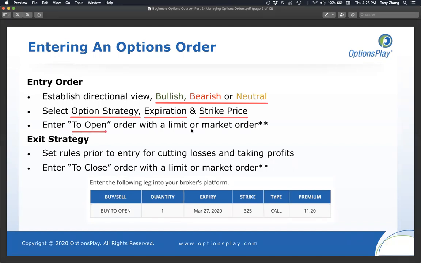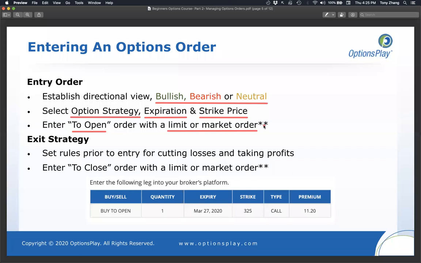And lastly, once you have all of these things in place, you want to place a buy to open order, and you can use either a limit or a market order. Now, I have an asterisk up here for market order, double asterisk, because as a trader, you might have been taught for a very long time that you should not use market orders. And generally speaking, I agree with that statement.